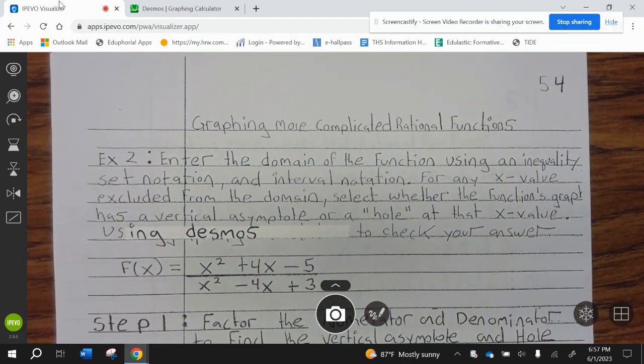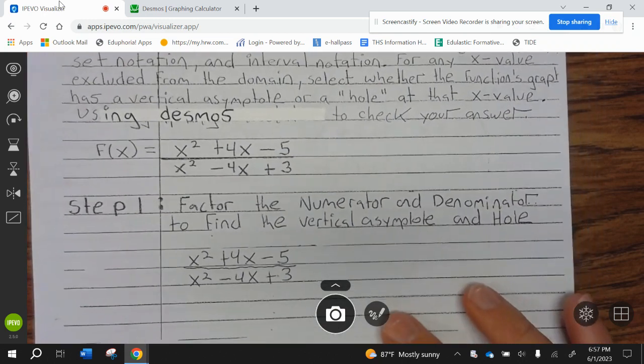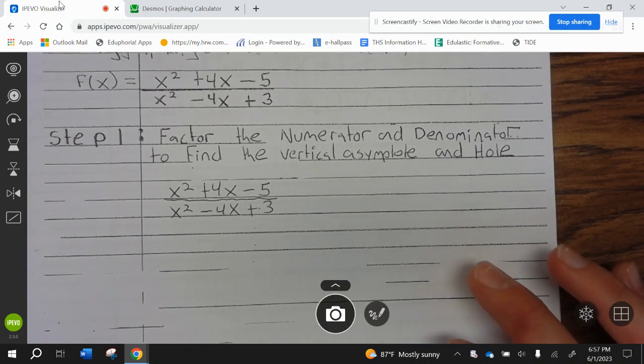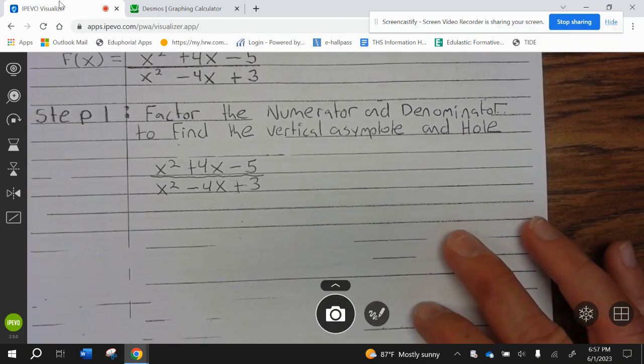Example 2. Enter the domain of the function using inequality, set notation, and interval notation. For any x value excluded from the domain, select whether the function's graph has a vertical asymptote or a hole at the x value. Use Desmos to check your answer. f of x equals x squared plus 4x minus 5 divided by x squared minus 4x plus 3. Factor the numerator and denominator to find the vertical asymptote and the hole.